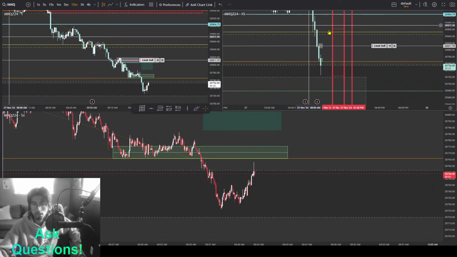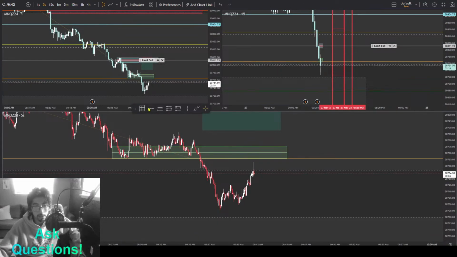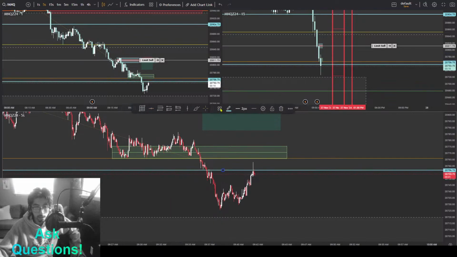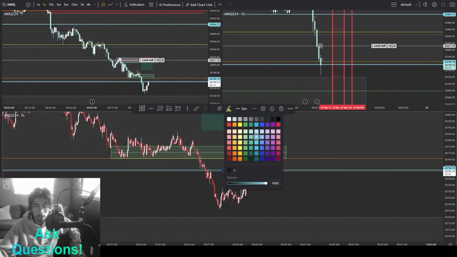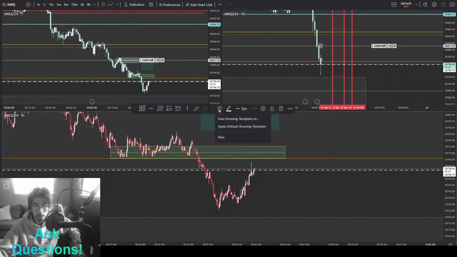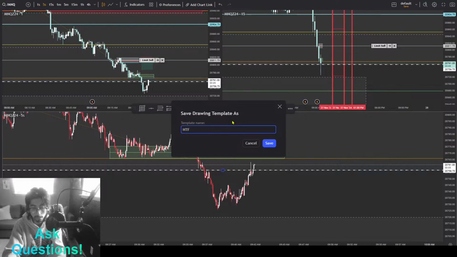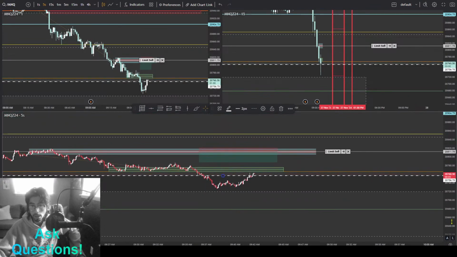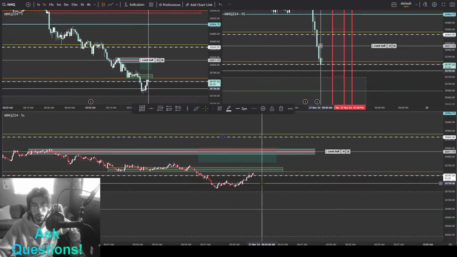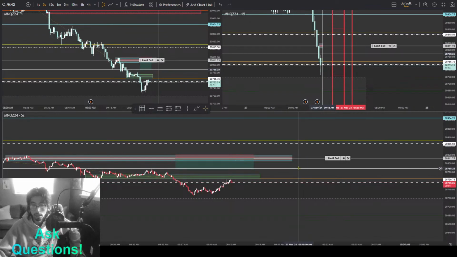So yeah, this zone became invalid. What I'm going to do here is put a line. Do I have a white? I do not. So let's do this real quick. Dashed. Okay. Now let's save it real quick, high time frame. Save. I'm going to put one in the middle too. There it goes. And then I can get rid of this. 15 minutes.